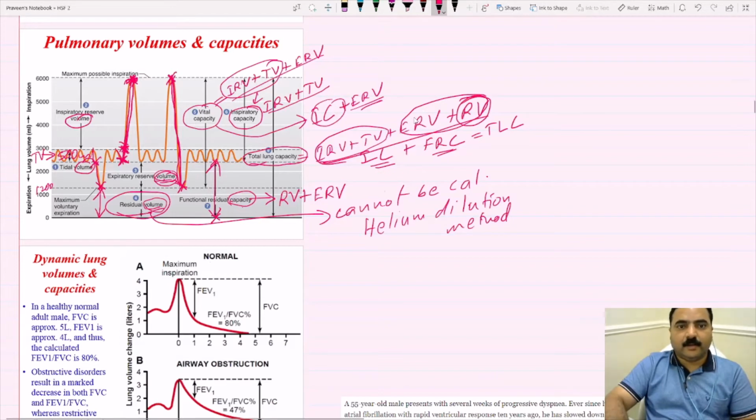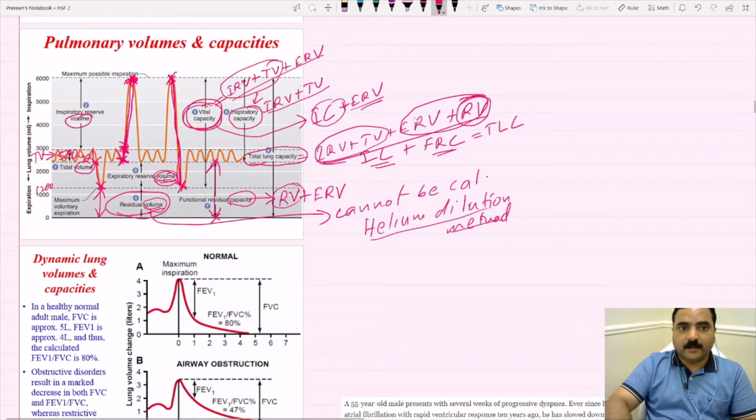For example, can we calculate the total lung capacity using spirometry? No, because it includes the residual volume. In the same way, the functional residual capacity includes the residual volume. So can we calculate the functional residual capacity using spirometry? No. But when you add the helium dilution method to spirometry, then we can calculate all of them. Without the helium dilution method, the only thing that we can calculate is the vital capacity.